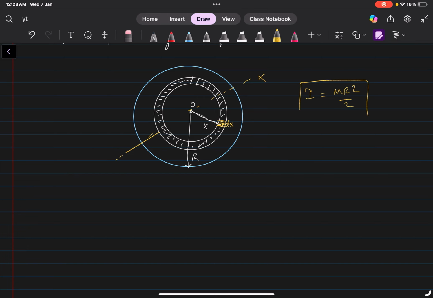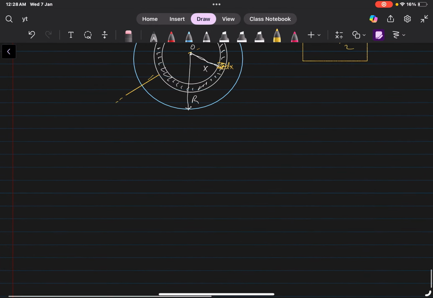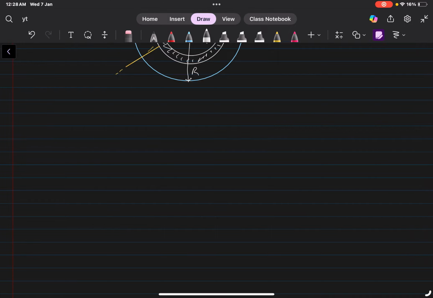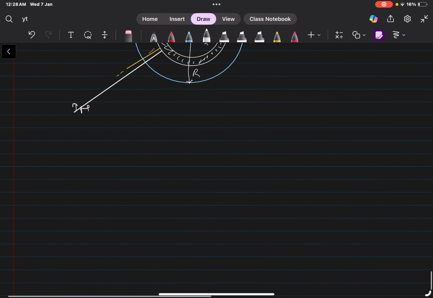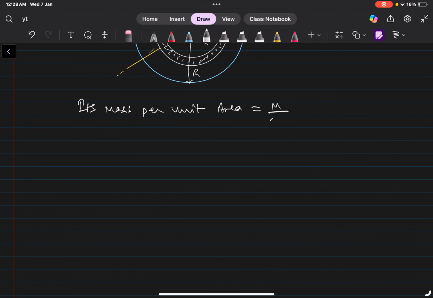This is the formula of moment of inertia of a disk, and this formula is very popular and used here. So firstly I derive this formula. How to derive this, let's see. The derivation: mass per unit area is m divided by pi r square.